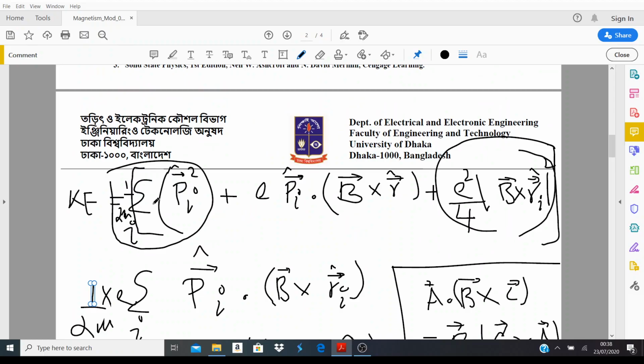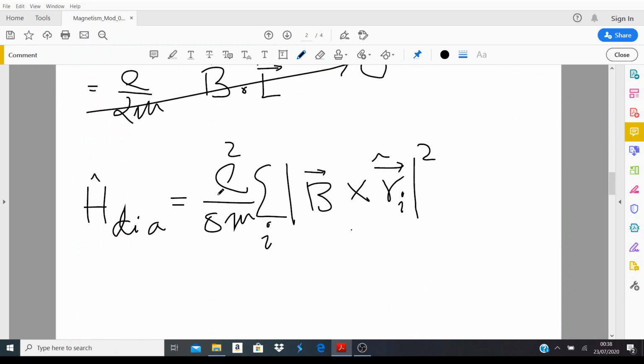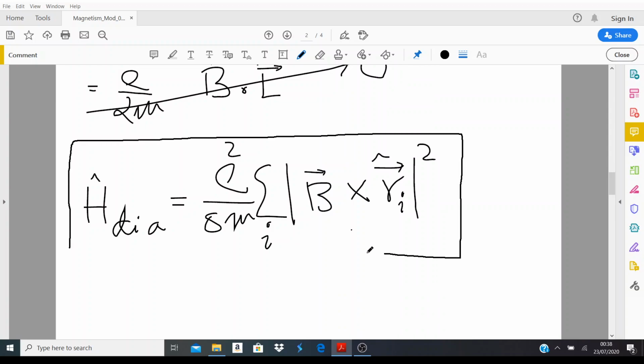So that's the outer sum. We are summing over this expression, and this is known as the diamagnetic Hamiltonian. The reason we need this diamagnetic Hamiltonian, we will see with the help of this quantity. Now we can measure the diamagnetic susceptibility of the atom. That's one thing.